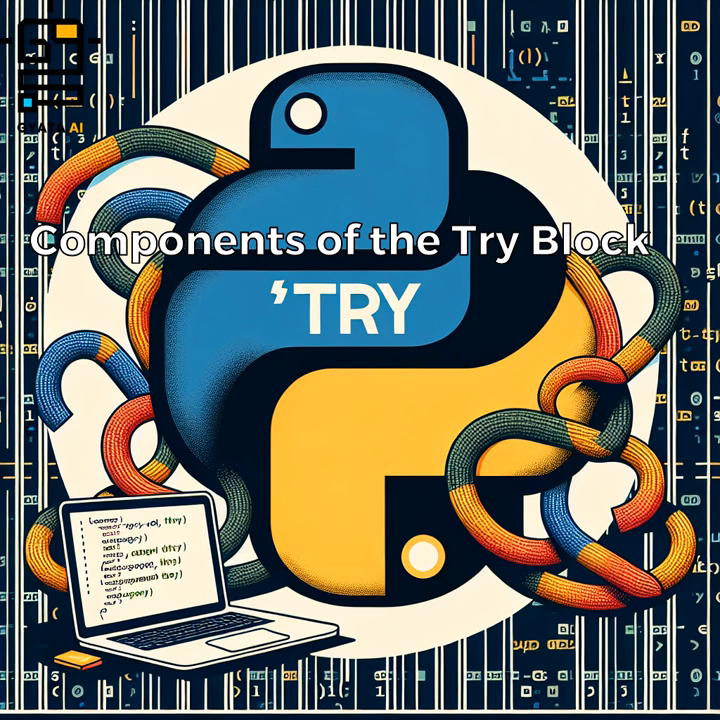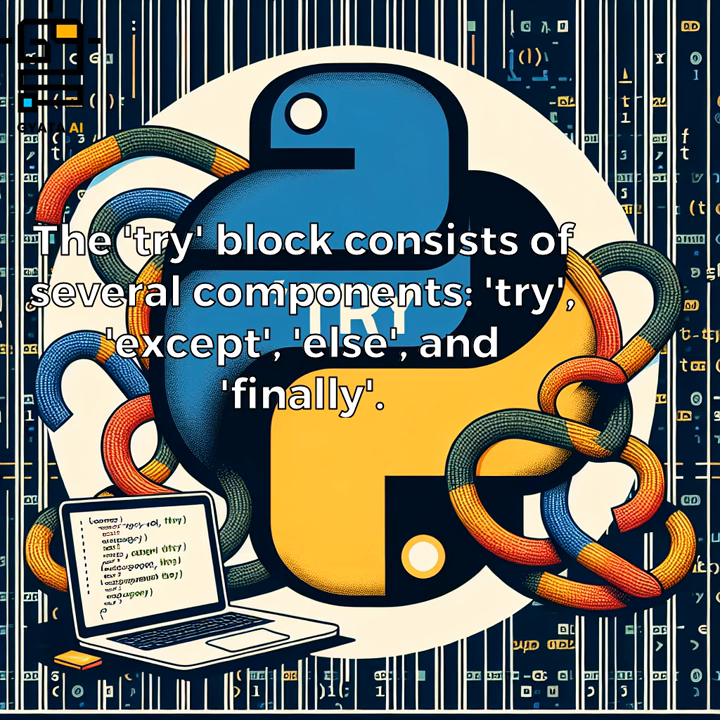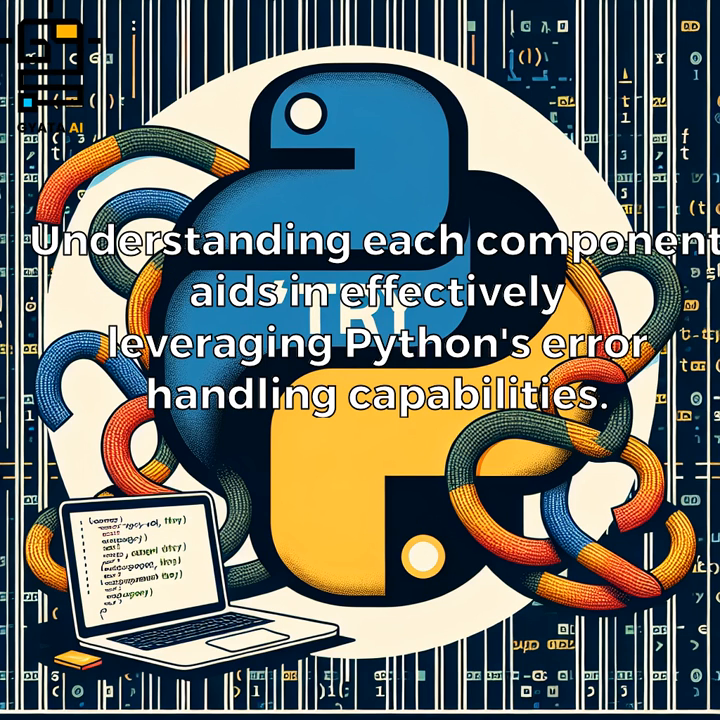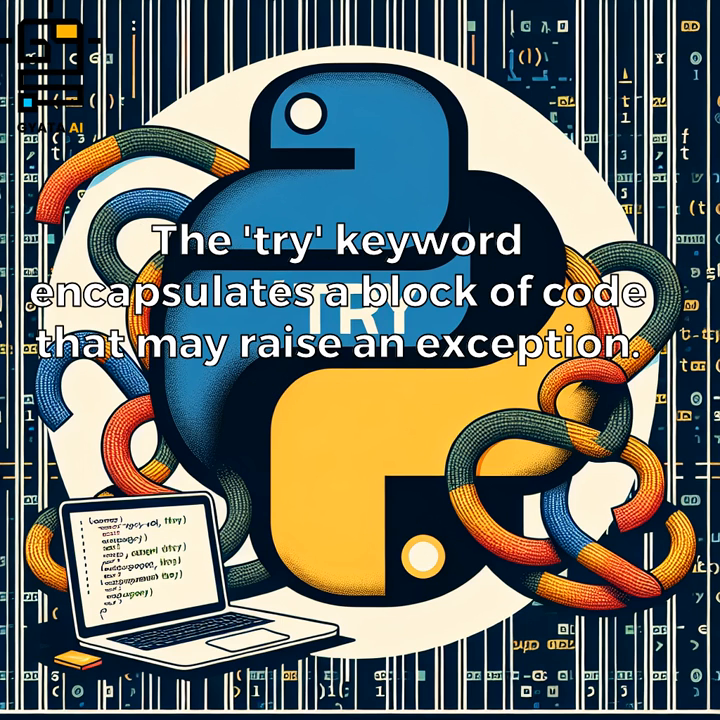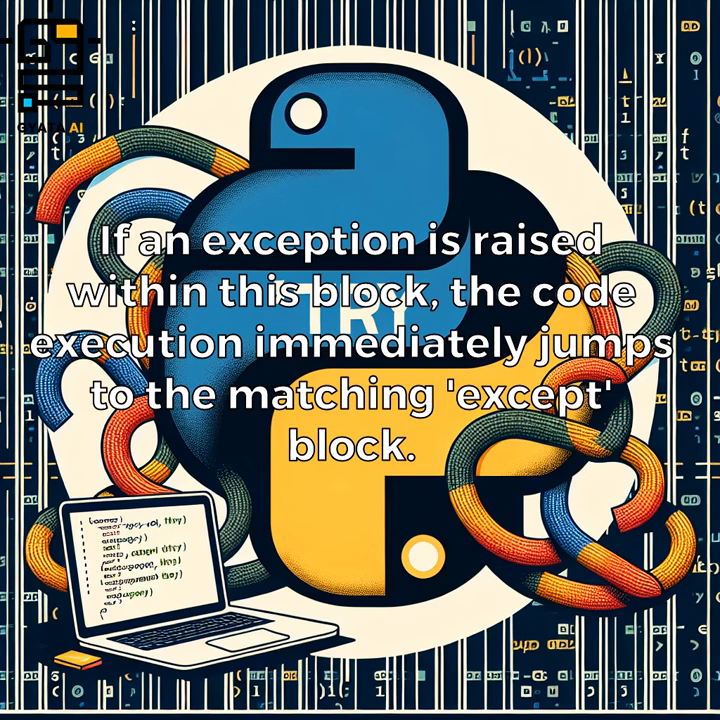Components of the try block. The try block consists of several components: try, except, else, and finally. Understanding each component aids in effectively leveraging Python's error handling capabilities. Try component. The try keyword encapsulates a block of code that may raise an exception. If an exception is raised within this block, the code execution immediately jumps to the matching except block.